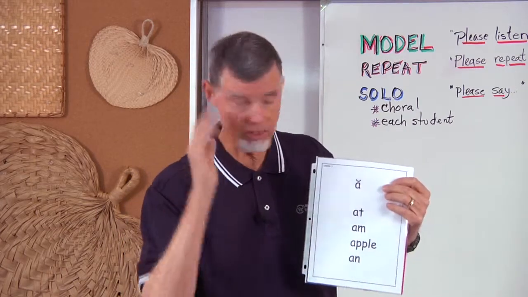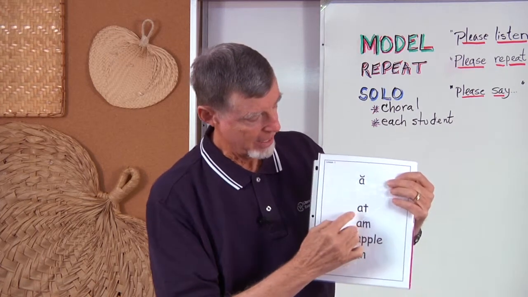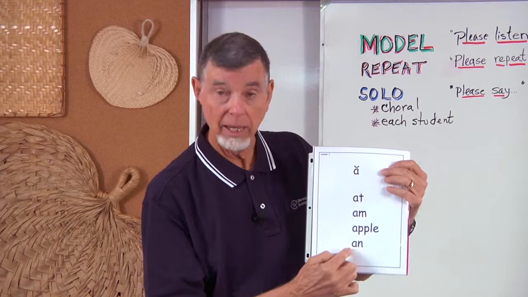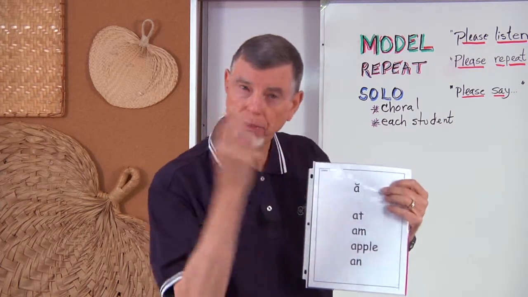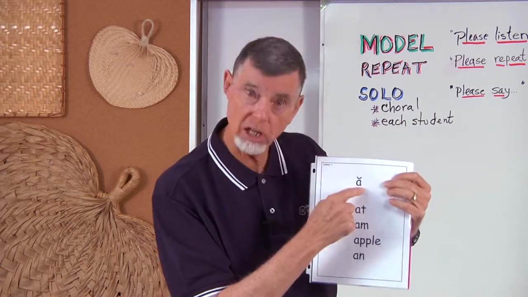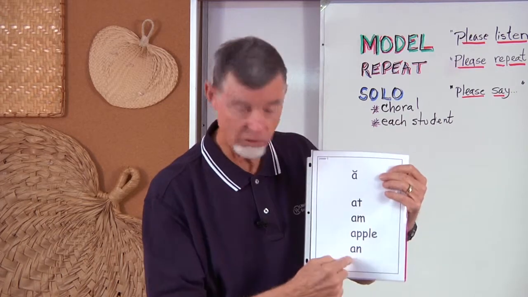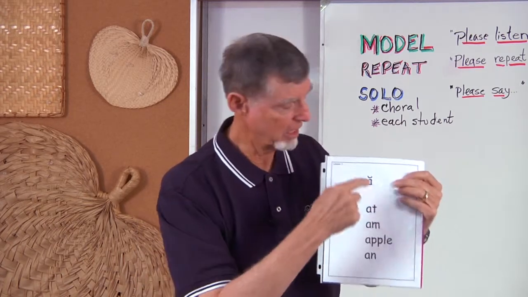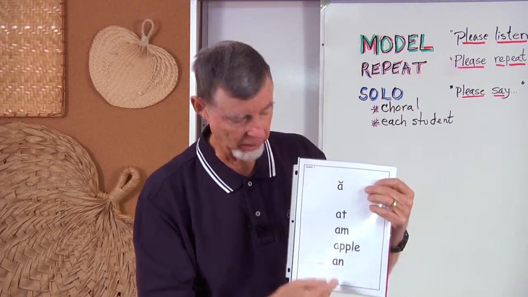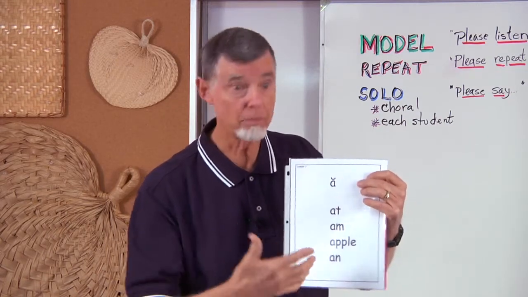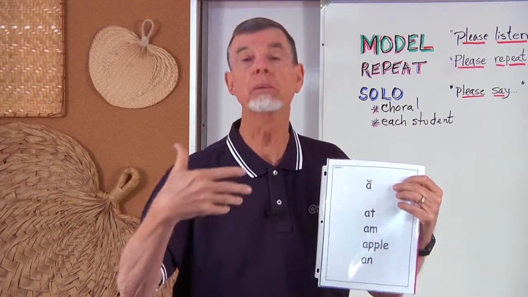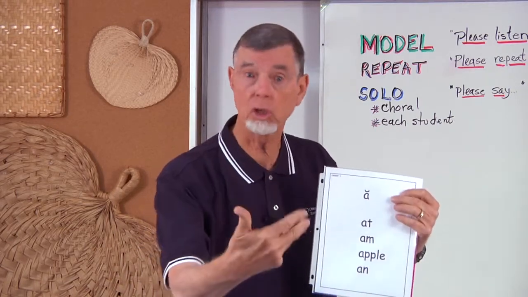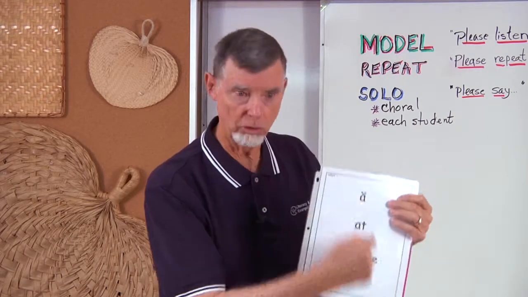So you'd say, please listen. At, am, apple, an. And you do this about 3 times. Start at the top with the sound, move right through the column. After you've done that, then you say, please repeat. And you have your students repeat it maybe 2 times, 3 times. You as a teacher can determine whether they're saying it correctly, and if they are, then you can move on to the solo. Have each student go through the column.